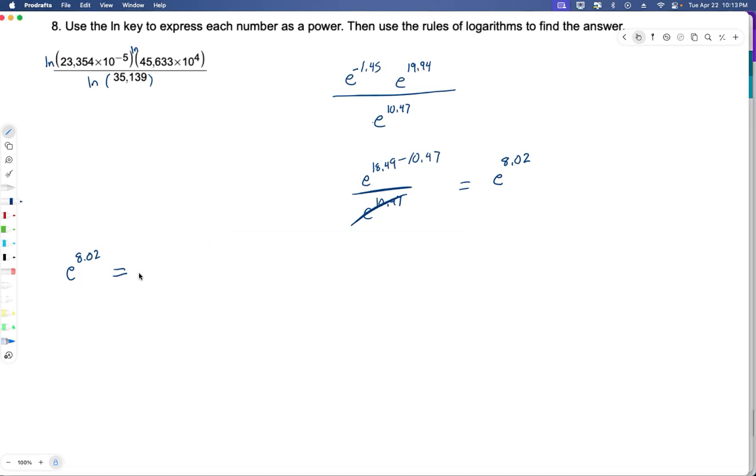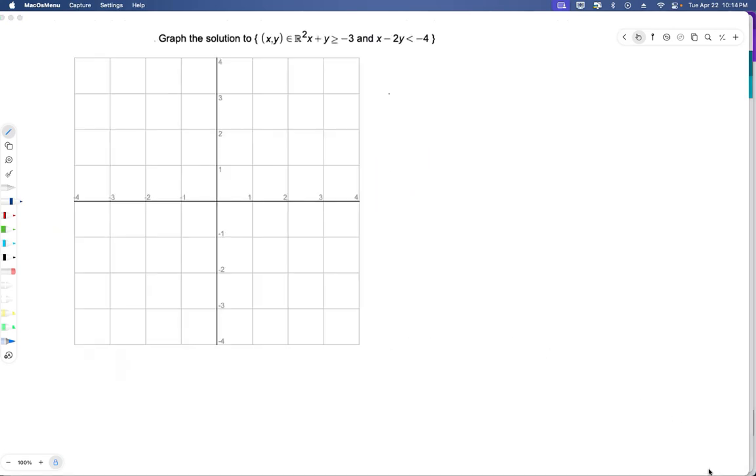3041.18. This is what you want to type in. That is your answer that you're looking for. Okay? All right.